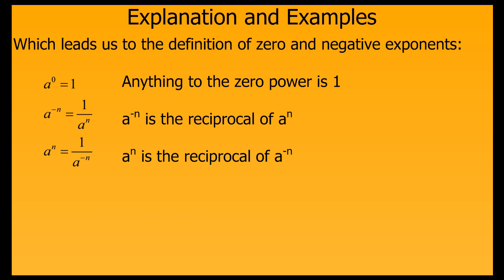Any number or variable raised to the 0 power is going to equal 1. Anything raised to a negative exponent is going to be the reciprocal of that same base raised to that positive exponent. Like our previous example where 2 to the negative 3 is the same as 1 over 2 to the positive 3. Likewise, you can think of a number raised to a positive exponent as the reciprocal of a number raised to a negative exponent.